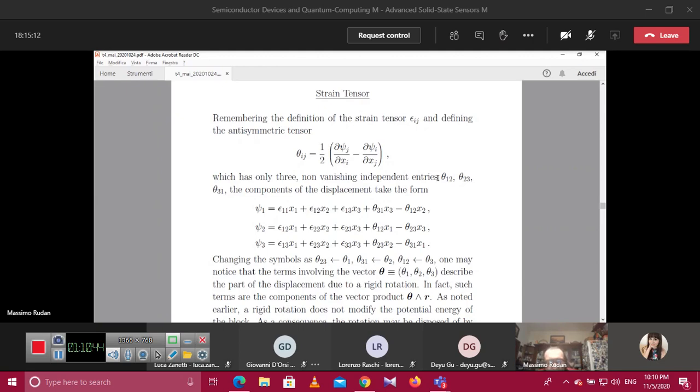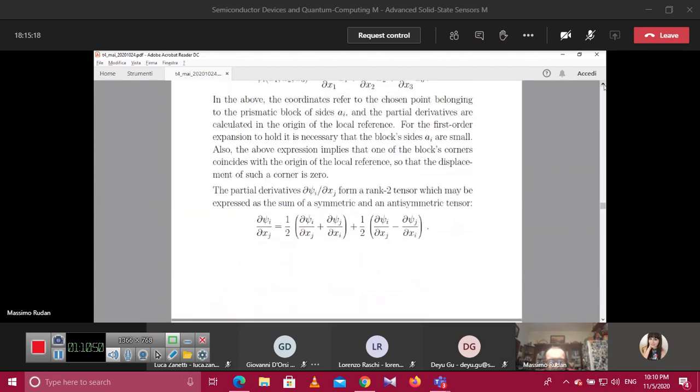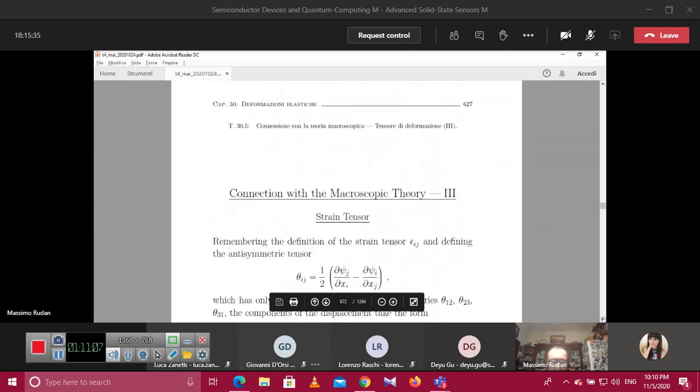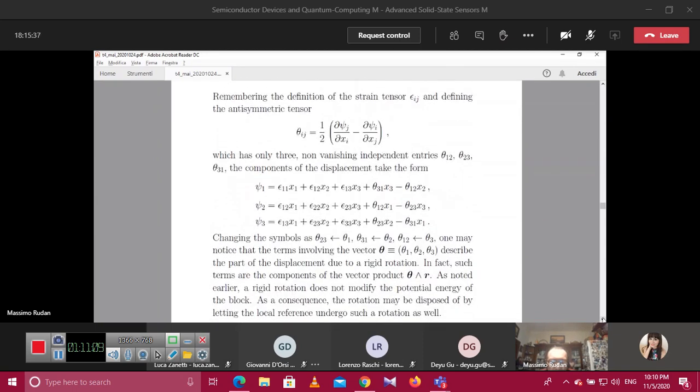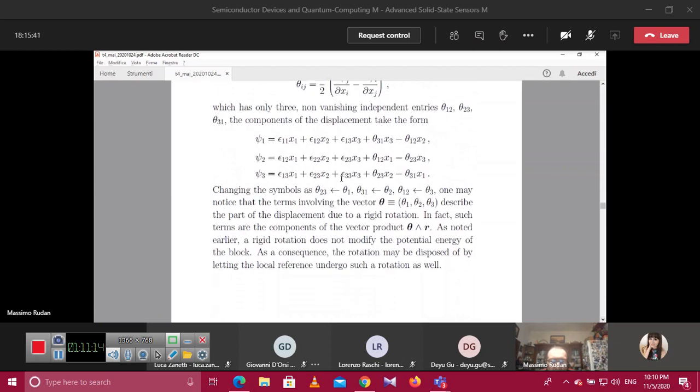So if we use this definition and express all these derivatives using the tensors, okay, we find relations like this, okay?